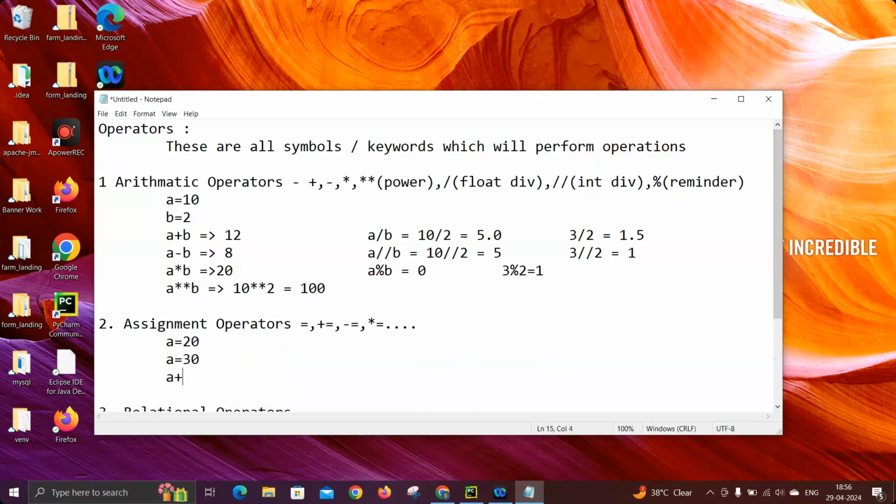But if I write A plus equal to, let's take some value, 10. Now what is the A value? It is not 10. Now it is 40. Why?